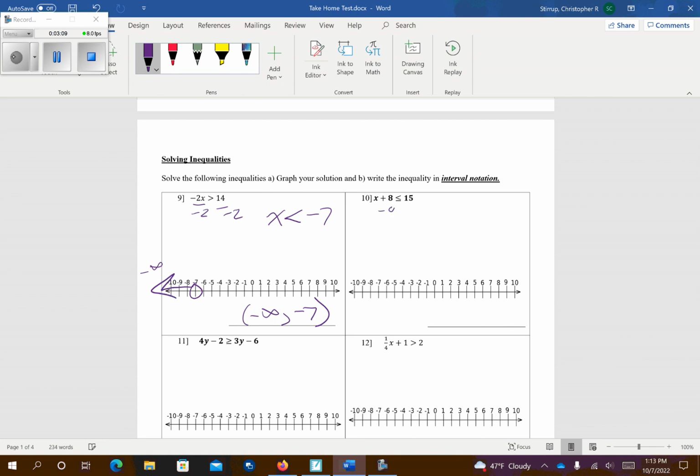Problem number 10, I'm going to subtract 8 from both sides because that's the opposite of positive 8. So that's going to get to 7. So this is going to have a solid dot at 7, and it's going to shade to the left to infinity. Okay, that's going to negative infinity. So negative infinity to 7, and it's a hard bracket on the 7 because I have a solid dot. I have the equal sign.